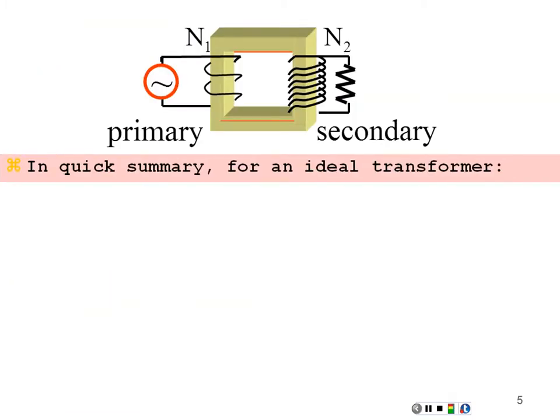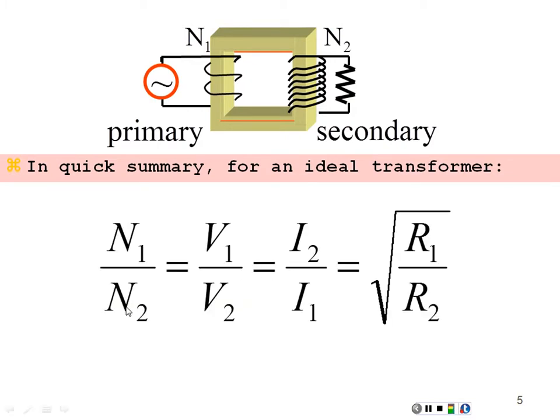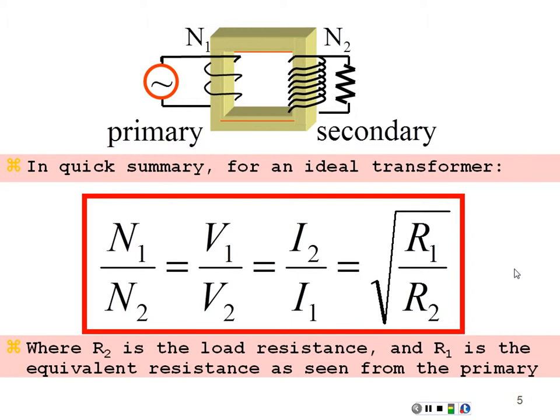So in quick summary, for an ideal transformer, the ratio of turns N1 to N2 is equal to the voltage ratio V1 over V2. In turn, that is equal to the reverse current ratio I2 over I1 by the power formula. And that in turn is equal to the square root of R1 over R2, where R2 is the load resistance and R1 is the equivalent resistance as viewed from the primary.